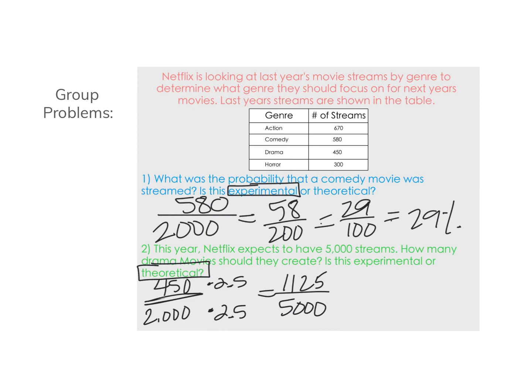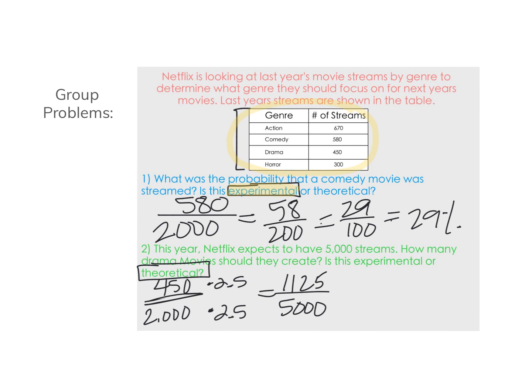And then lastly, Netflix is looking at last year's movie streams by genre to determine what genre they should focus on for next year's movies. Last year's streams are shown in the table. What was the probability that a comedy movie was streamed? Is this experimental or theoretical? Because we're using the information from last year, this is experimental.